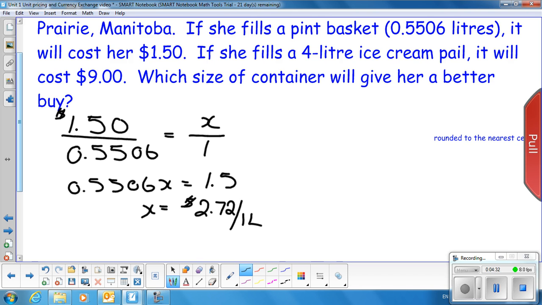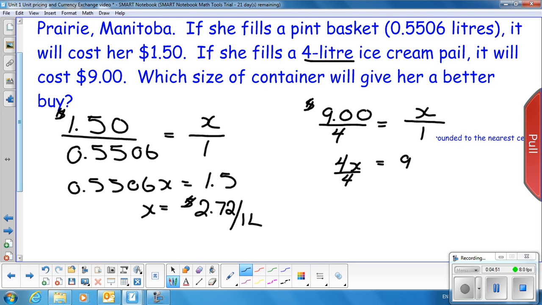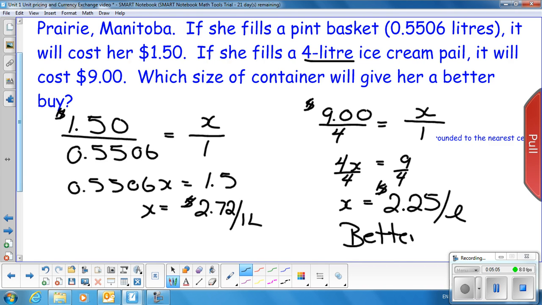If we buy it by the 4-liter pail, it costs us $9. So it's $9 for 4 liters. How much for 1 liter? Again, cross multiplying will give us 4x equals $9. Divide both sides by 4, and we have x equals $2.25 per liter. So which one is the better buy? $2.25 is a better buy per liter.